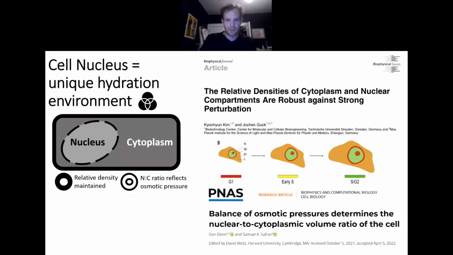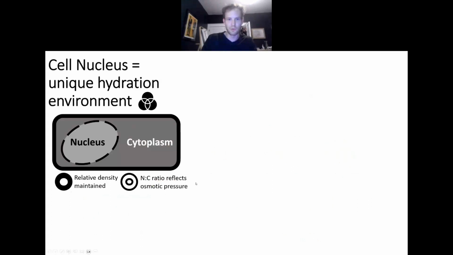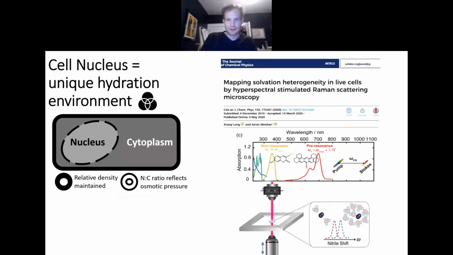So here the data is that it maintains these relative densities, and then the model is that the nuclear cytoplasmic ratio reflects a difference in osmotic pressure between those two compartments.